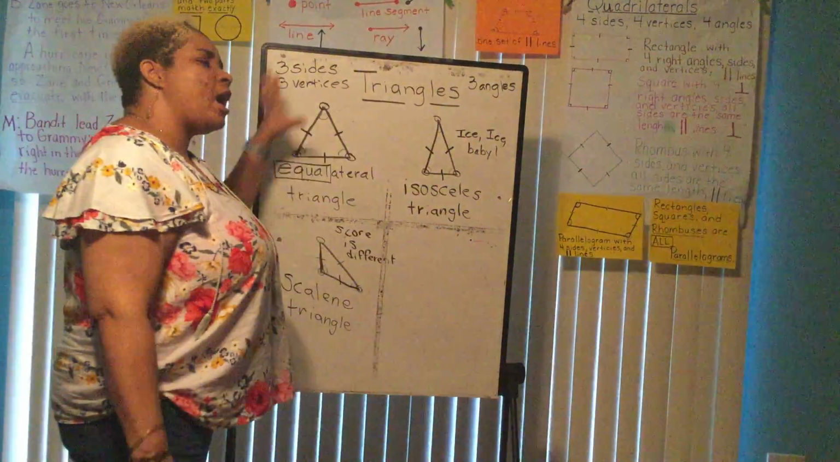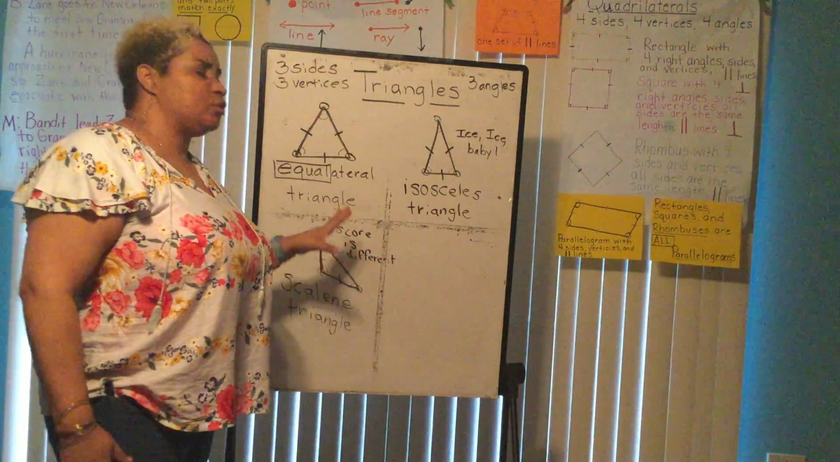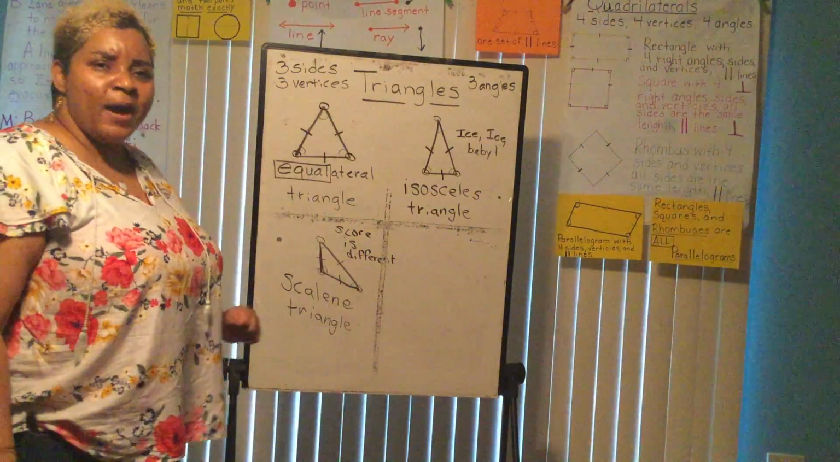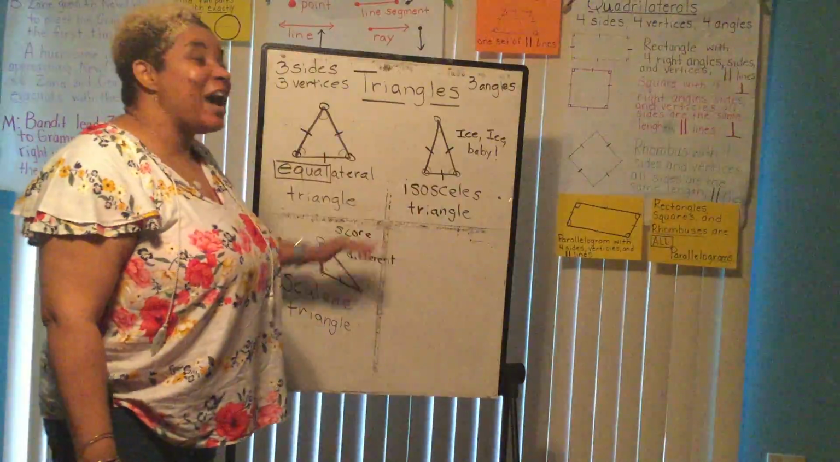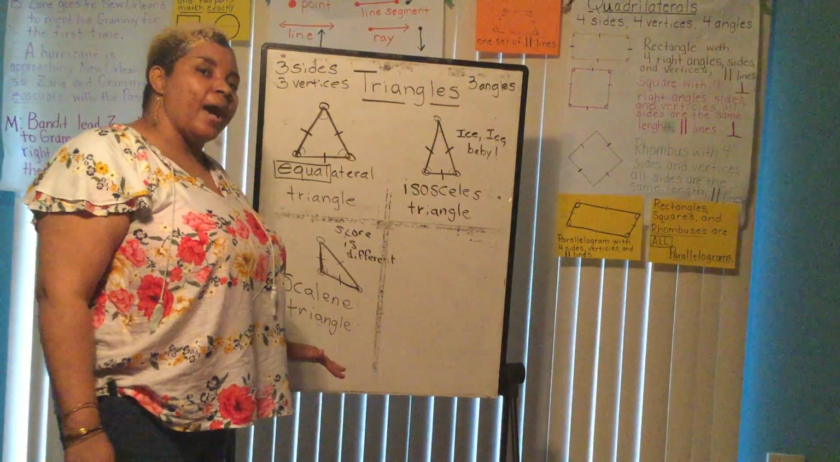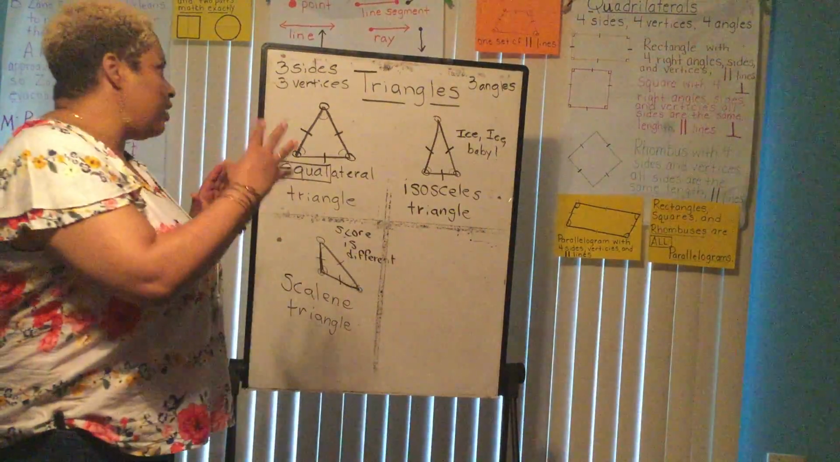So think about all of this, Rockets. Think about all of this for a minute. What do we know about triangles? What are three types of triangles that we've described? Keep thinking about that. I need to flip my board around.